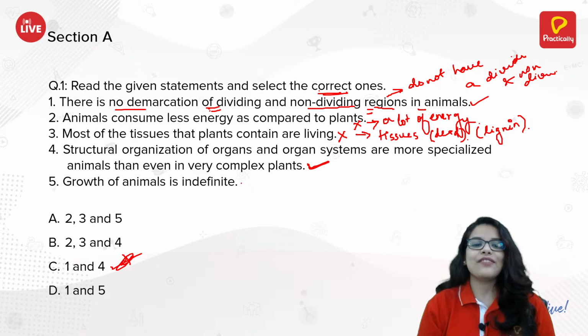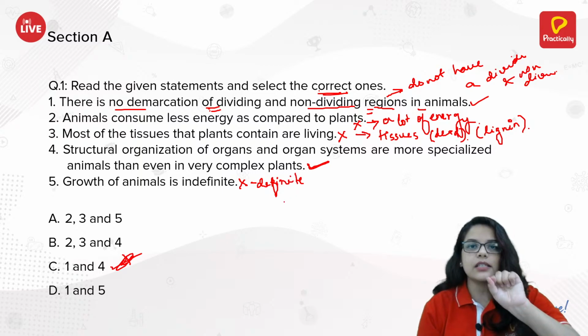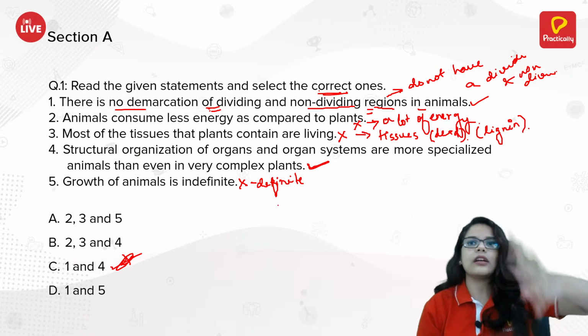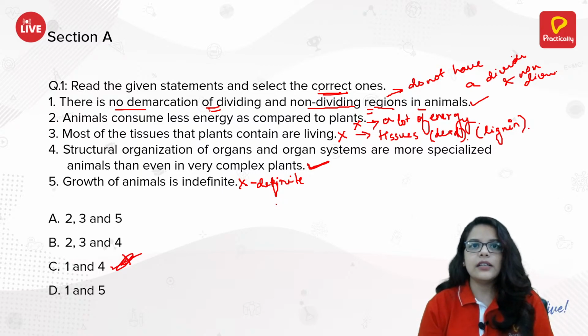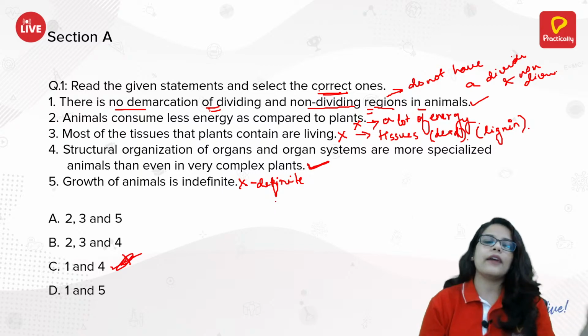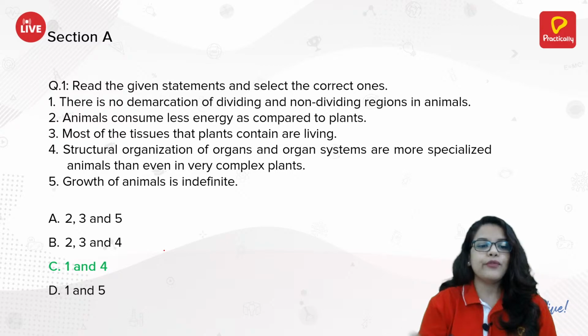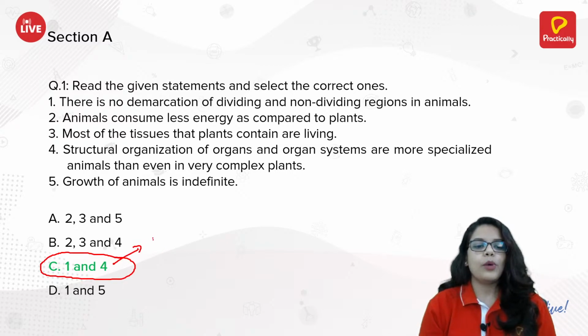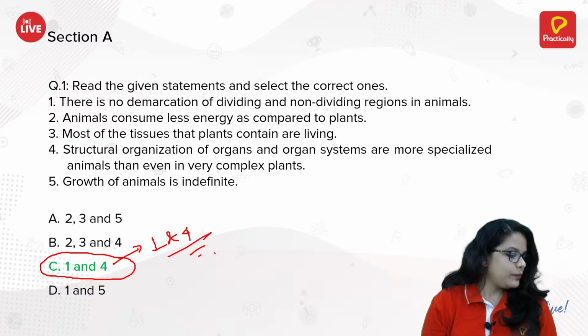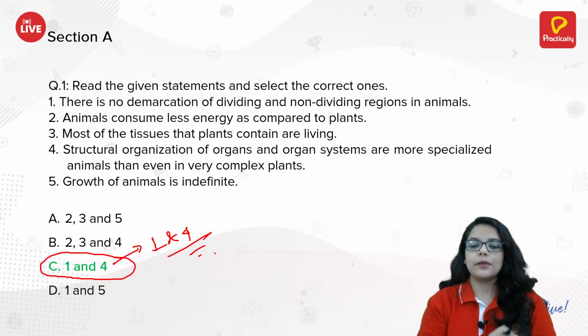Growth of animals is indefinite. This is wrong because it is definite. They grow only up to a certain amount of time, not indefinitely. They're not growing all the time. That's why we get old, right? Because we're not growing all the time. Plants have indefinite growth, but animals do not. So what we can see is that this is right and this is right. So it is 1 and 4. It is option C. So that's it. Now, next.